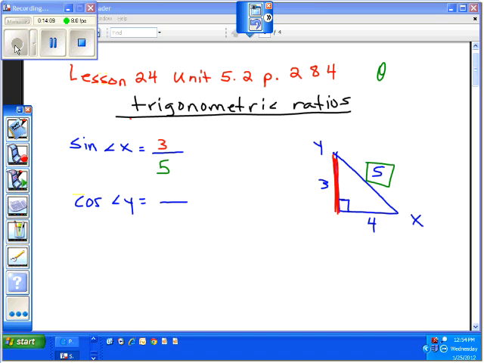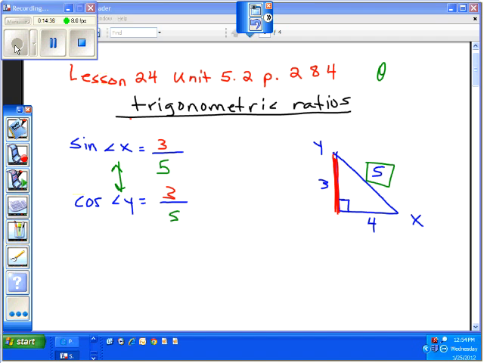Are you seeing that the thing that is adjacent to Y is the same thing that is opposite of X? And sine is leg opposite over hypotenuse. Cosine is leg adjacent over hypotenuse. So we had the hypotenuse both times. So what you're seeing is that the sine of X and the cosine of Y are the same.